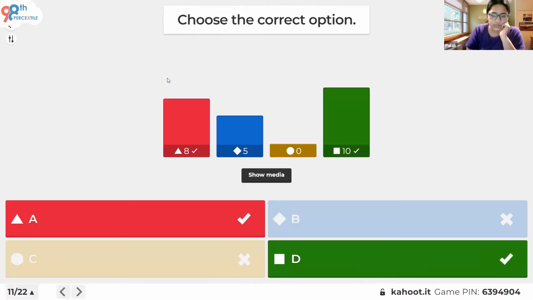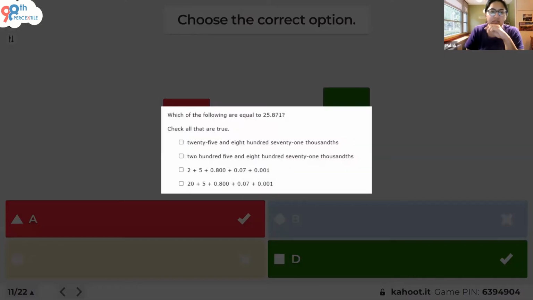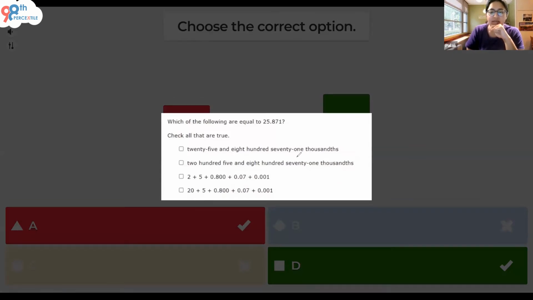Okay. So we have too many varied answers over here. 10 of you have got it correct. Another 8 of you have got it correct over here. Some of you have not been able to answer it quite correctly, but let's see. Which of the following are equal to 25.871? So it says 25 and 871 thousandths. So yes, 871 thousandths indicates the correct place value, so that's going to be true.